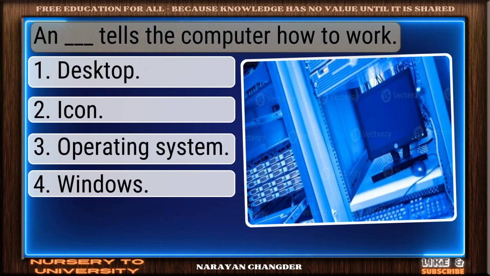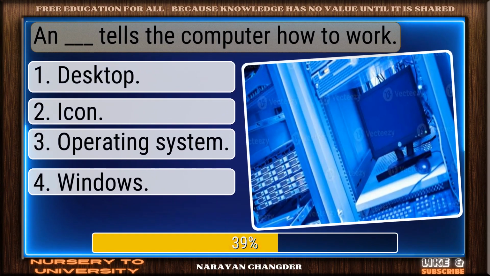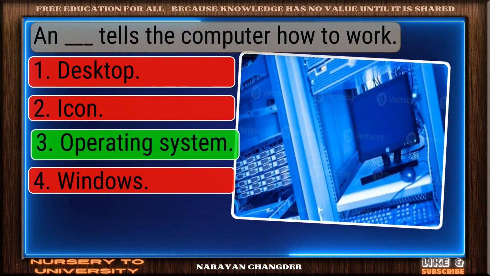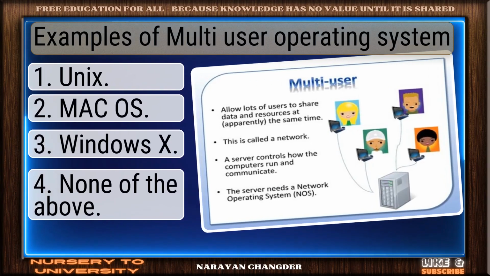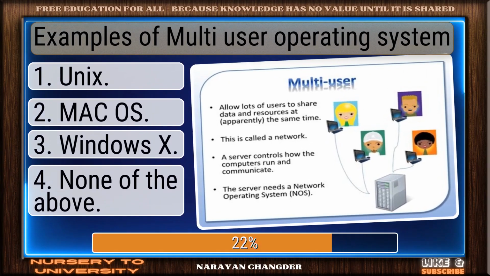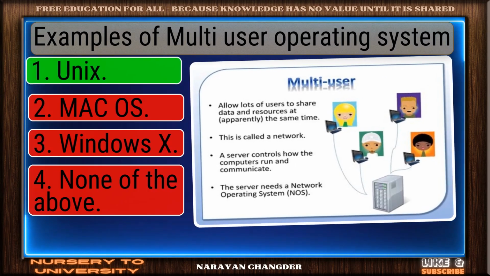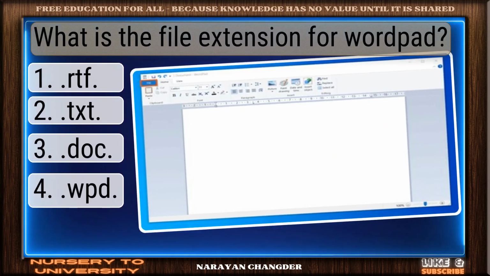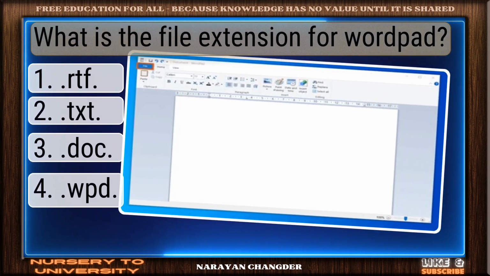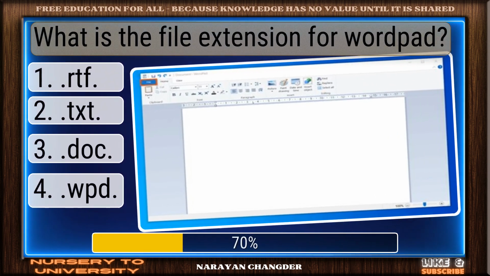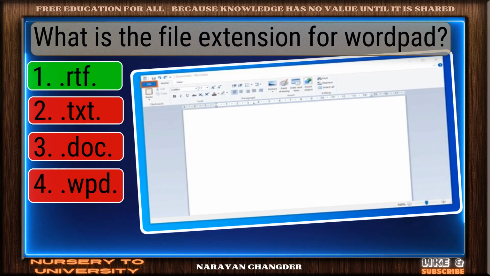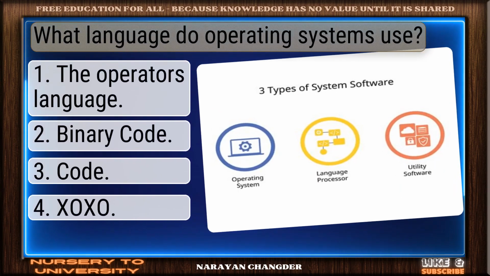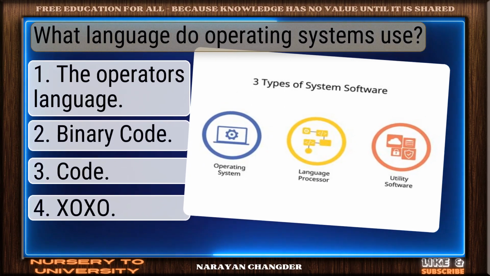An N dash tells the computer how to work. Well reasoned. Operating system is the correct choice. Examples of multi-user operating system. On track. Unix is the correct answer. What is the file extension for WordPad? Clear logic. Your choice RTF is sound and 100% true. What language do operating systems use?